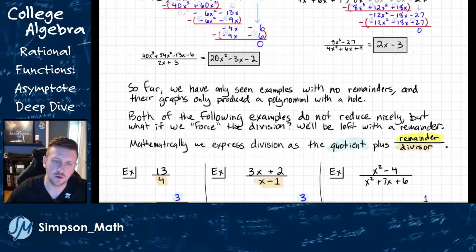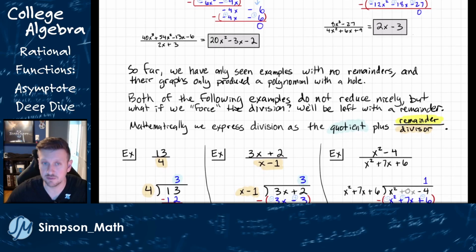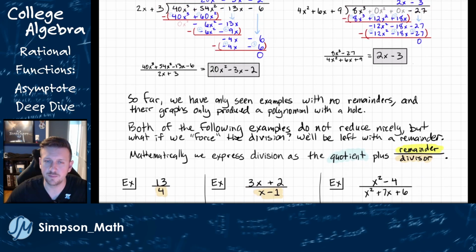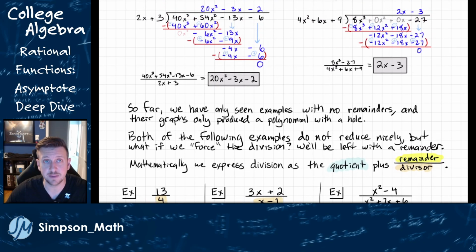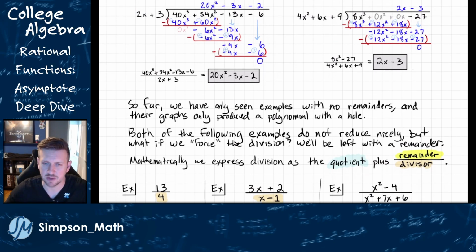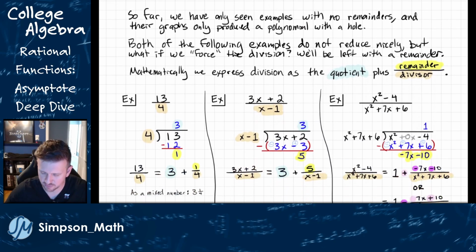All right, so far all those examples have been examples with no remainders, and of course those graphs produced would simply be a polynomial with a hole. So now let's take a look at more proper rational functions where we're going to keep having asymptotes instead of it just being a polynomial with a hole in it. So let's see how we deal with these remainders.